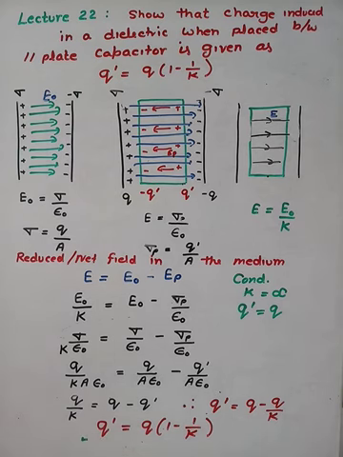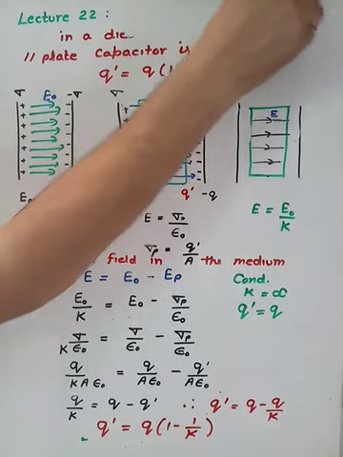K is the dielectric constant. This is one of the important relations. You should know how we get this relation. Now next, again we discuss a very important relation. The next question is also very important.